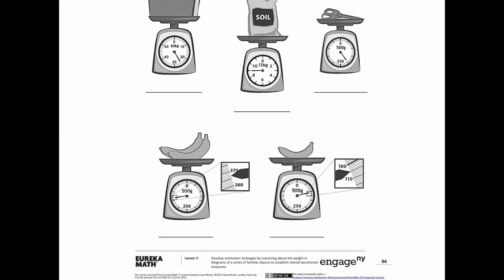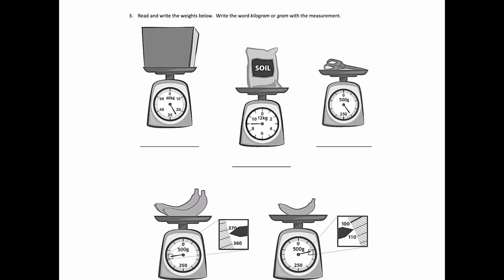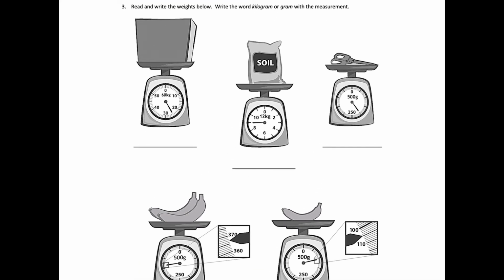Again, you're going to just connect where you think they go. And on the next page, you guys are being asked to read and write the weights below. So you're looking at each scale, you're going to write the weight, and then you're also going to write what unit it is. Are we talking about kilograms? Are we talking about grams? So you need to write on the line what the weight is, and if it's grams or kilograms.